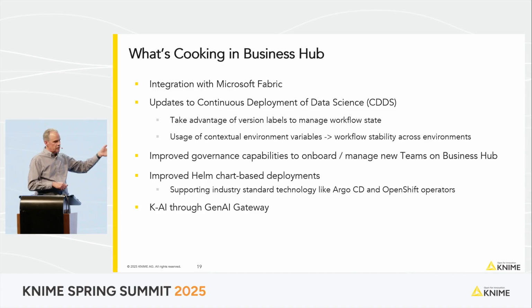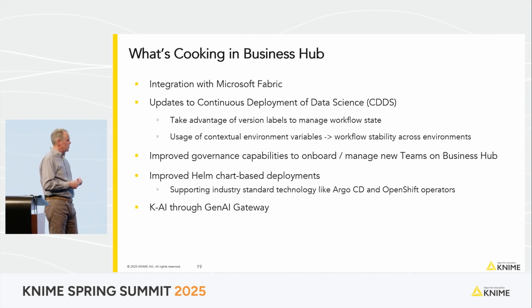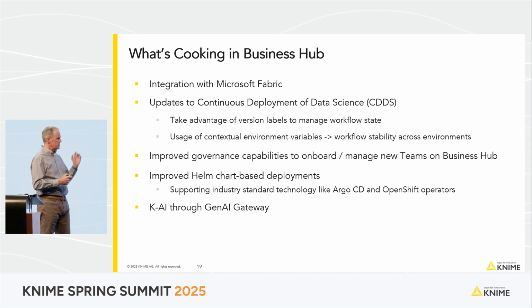And so integrating with it really helps them feel comfortable about the things that they've kind of controlled within Fabric itself. Okay, we talked earlier about the continuous deployment framework. We're going to do updates to it. Right now, it doesn't use the version labels as I demonstrated today, but that's the direction we're moving in. We're also adding these new environment variables, and they're very contextual. So we're going to add usage of that also.